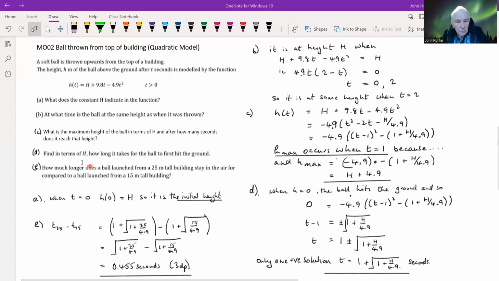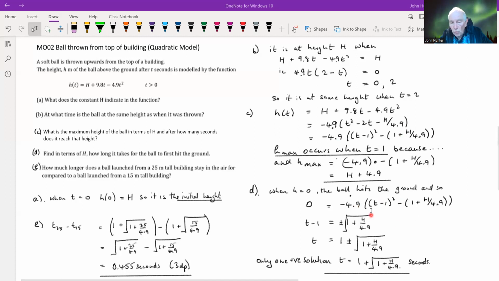Okay, so part D, find in terms of h how long it takes for the ball to first hit the ground. That means before it starts bouncing. And so, when h equals 0, the ball hits the ground, and so we can substitute 0 into our quadratic here. Well, I've skipped ahead, because it suits us to use this expression here. So this is the same thing.